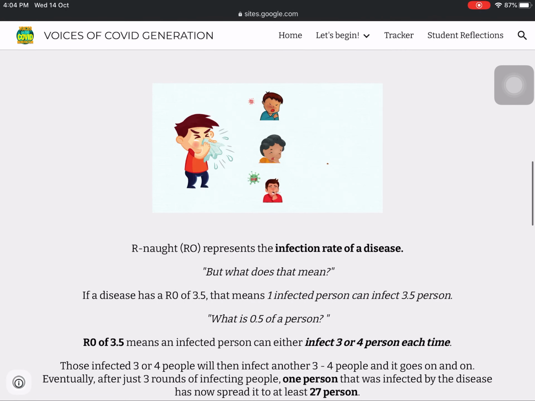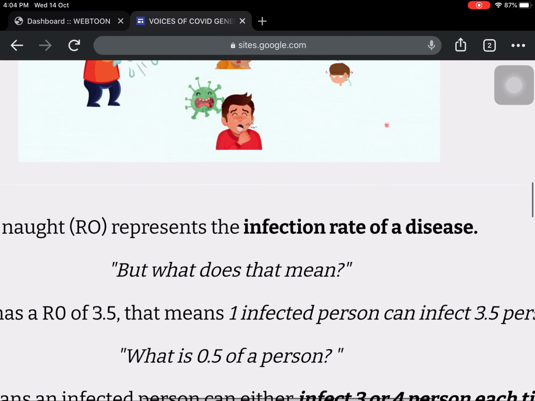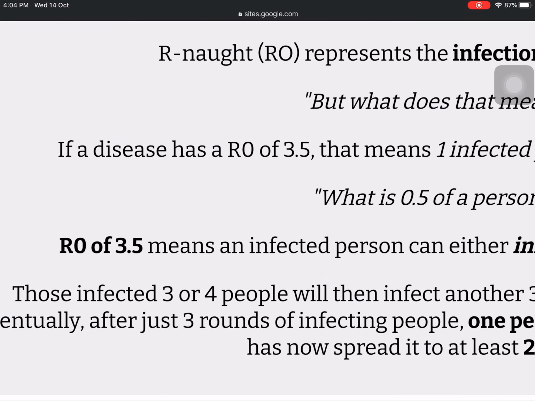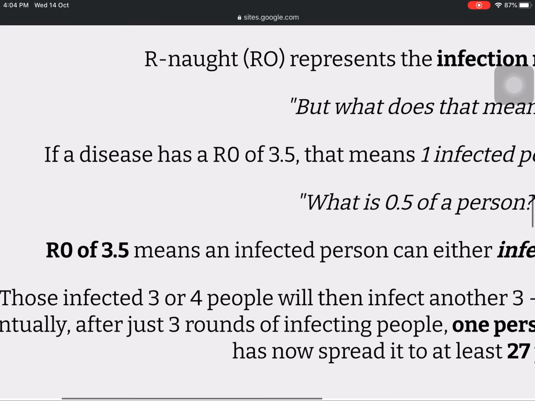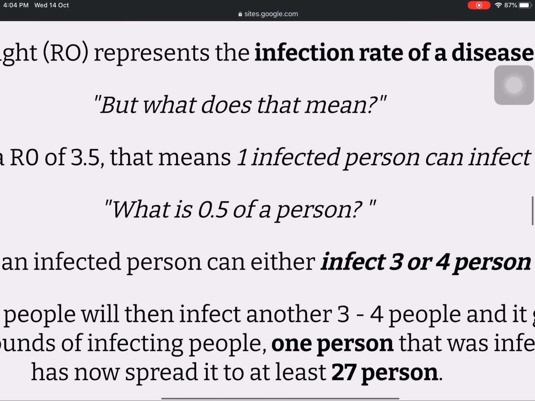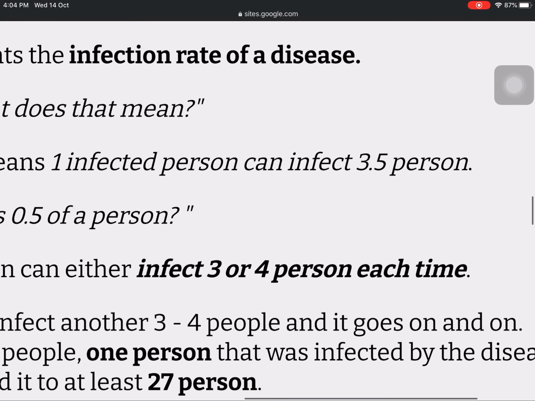So learn about R0. What is R0 or R naught? R naught represents the infection rate of a disease, but what does that mean, okay? So for example, you can read through. I will guide you through this because it's important. If a disease has an R naught of 3.5, that means one person with the disease can infect 3.5 more people.